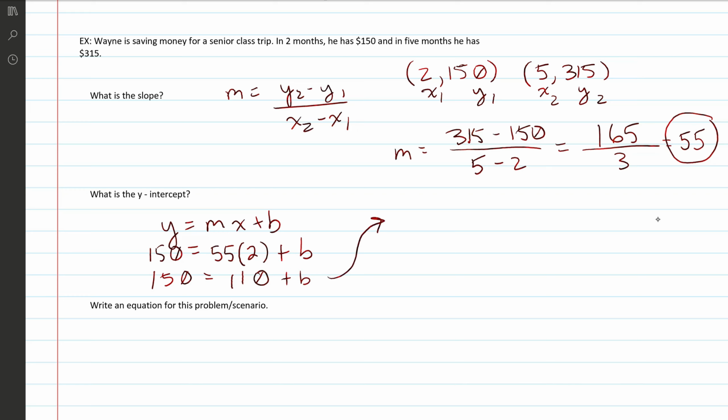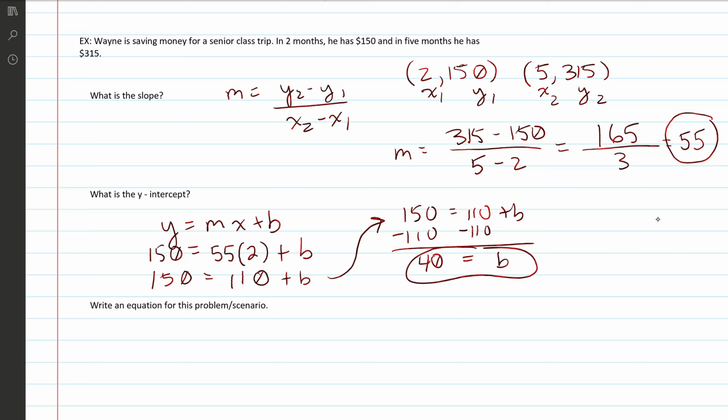And now we're just going to solve for b, right? 150 equals 110 plus b. We're subtracting 110 from both sides. So that gives us b is going to be equal to 40. So now we have the y-intercept.